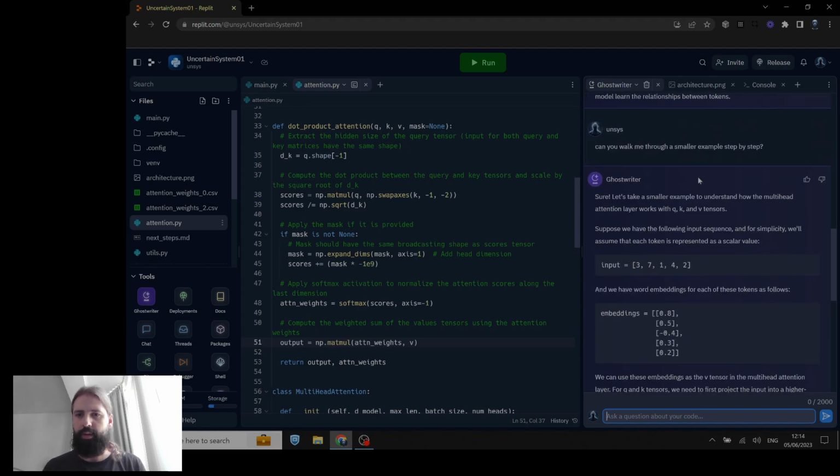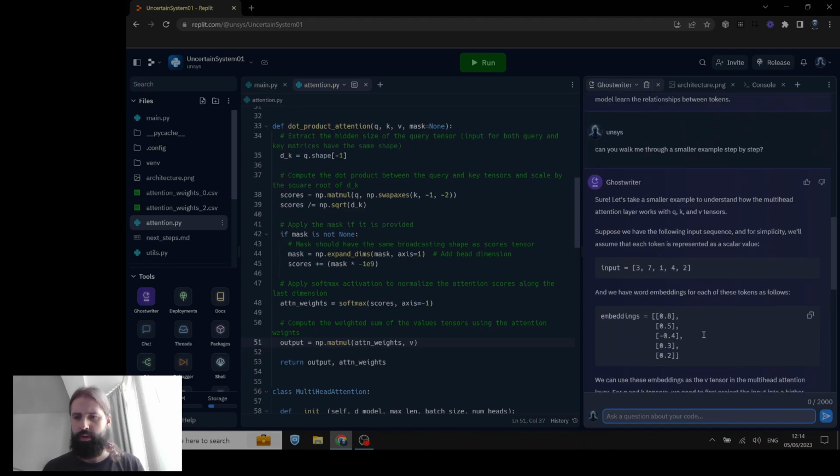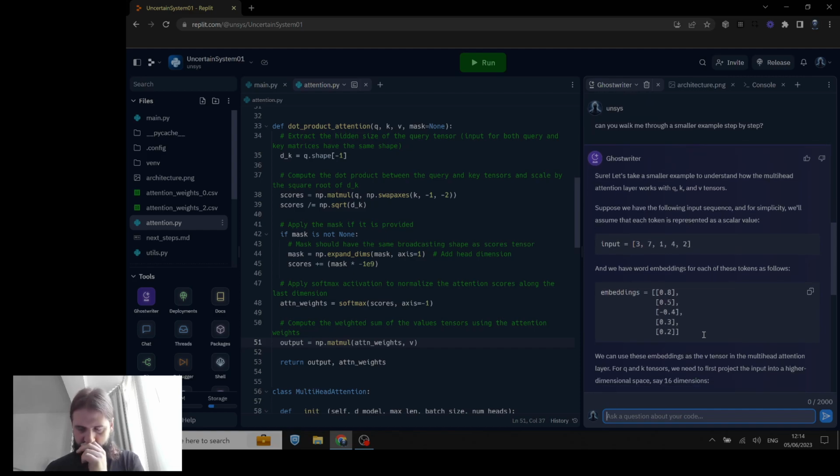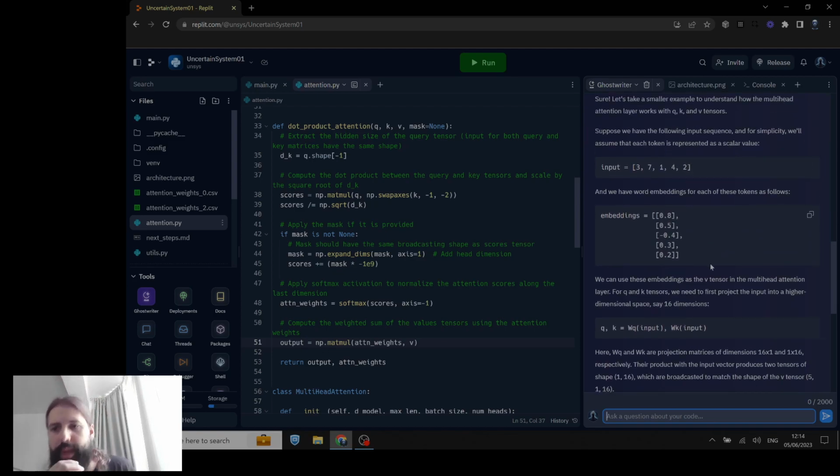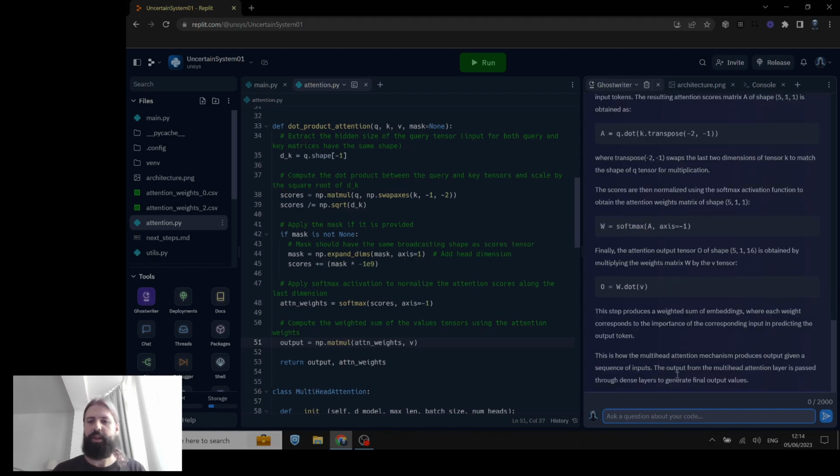So I need to clarify the embeddings for each of these tokens. So what are the embeddings then? Can you elaborate a bit more on what the embeddings are and how they are calculated?